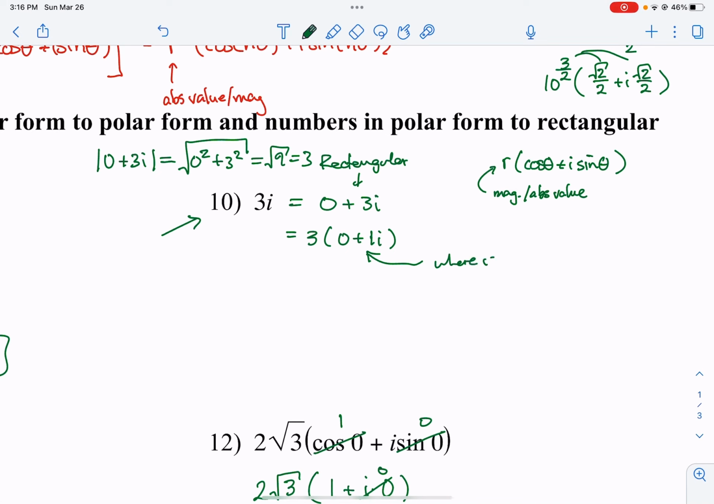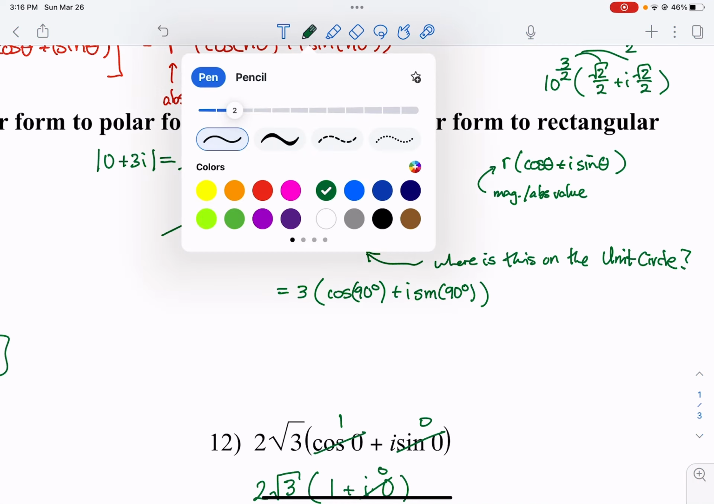where is this on the unit circle? Where is that on the unit circle? 0, 1 is at the angle of 90 degrees. So we could either stick with degrees or radians. It's up to you, but we could easily rewrite this as 3 times cosine of 90 degrees plus I sine of 90 degrees.